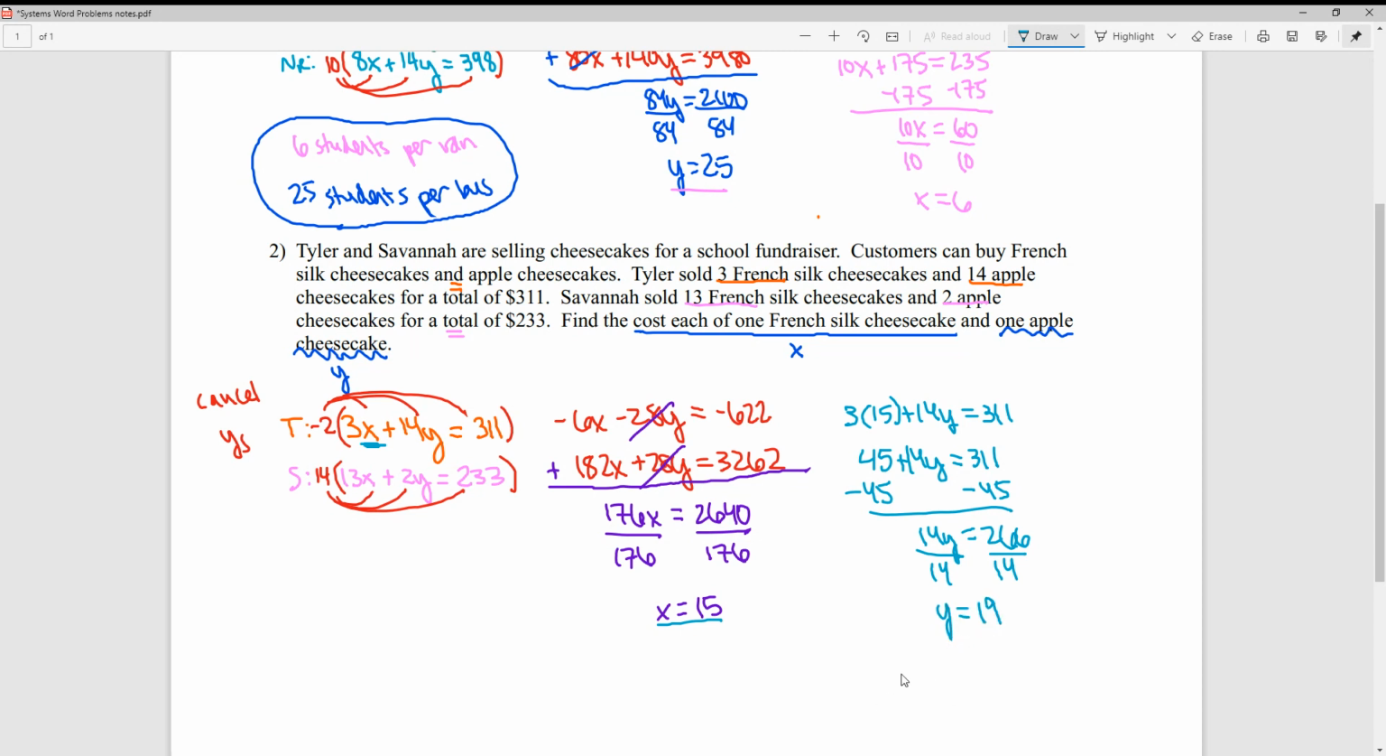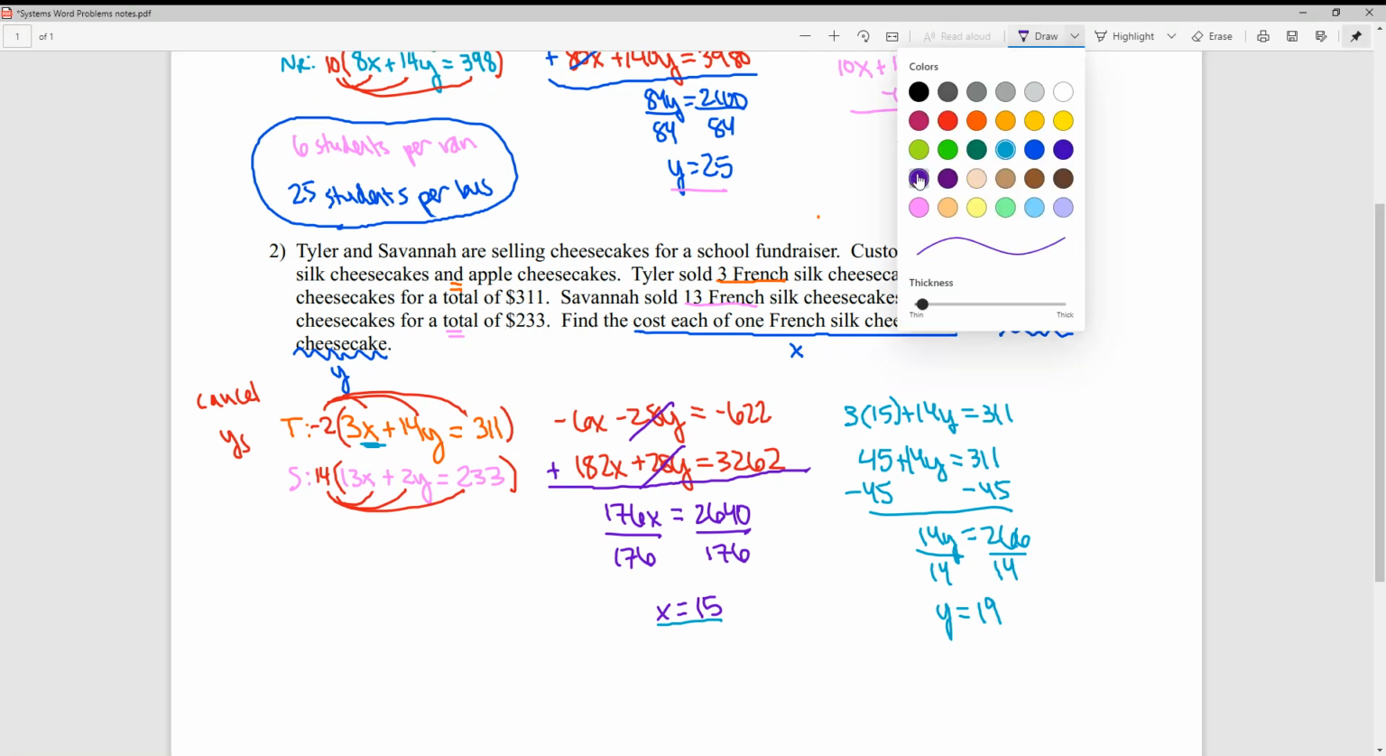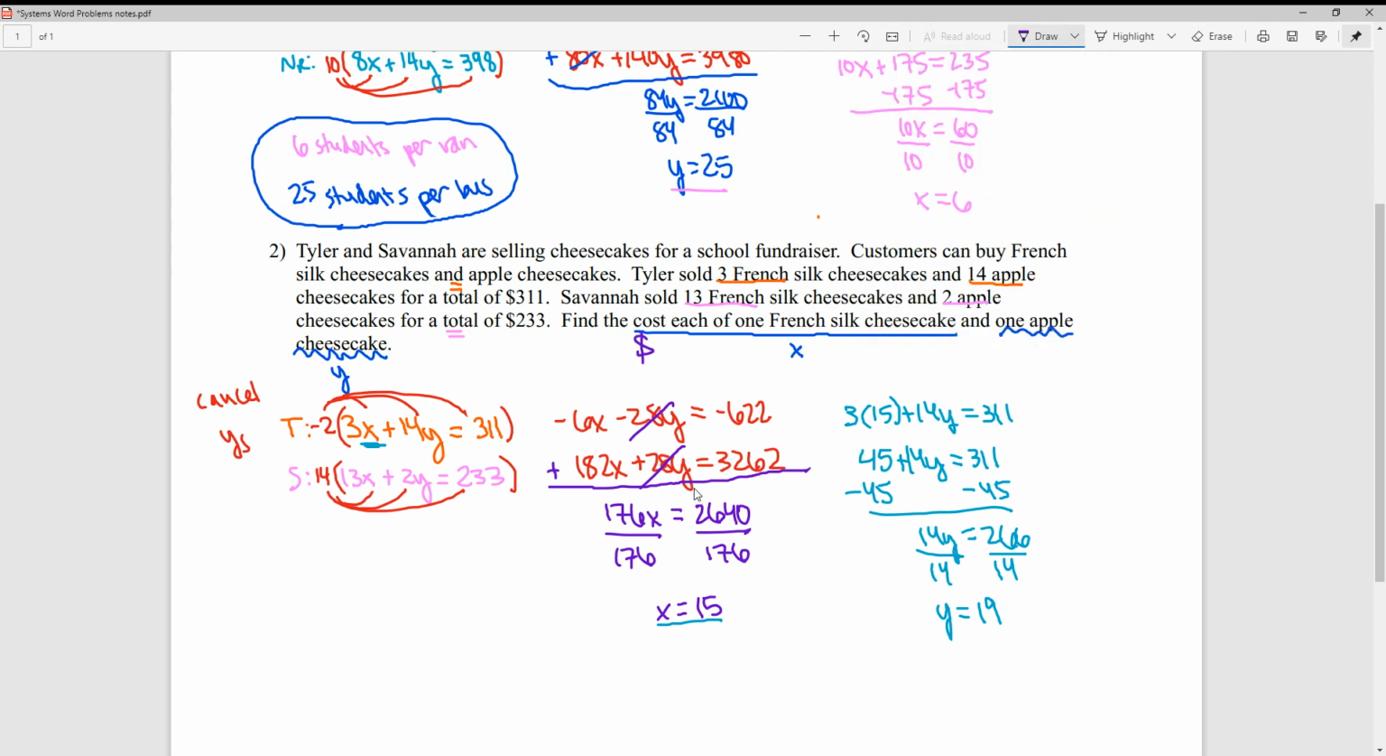We're basically done. Again, instead of writing our answer as an ordered pair, we are going to say what this x equals 15 and what this y equals 19 means. X equals 15. X was the cost of one French silk cheesecake. Cost is measured in dollars. So we can say $15 for the French silk cheesecake.